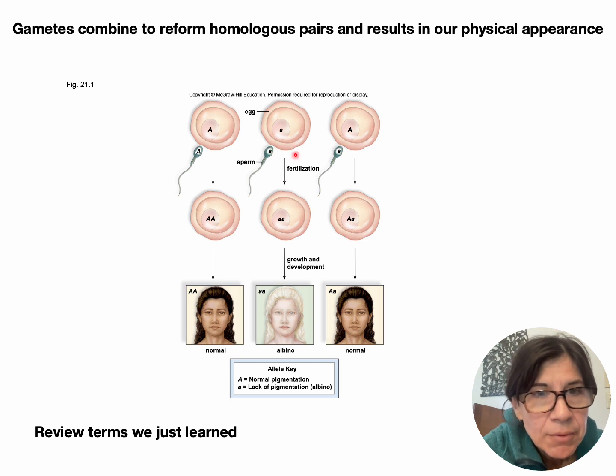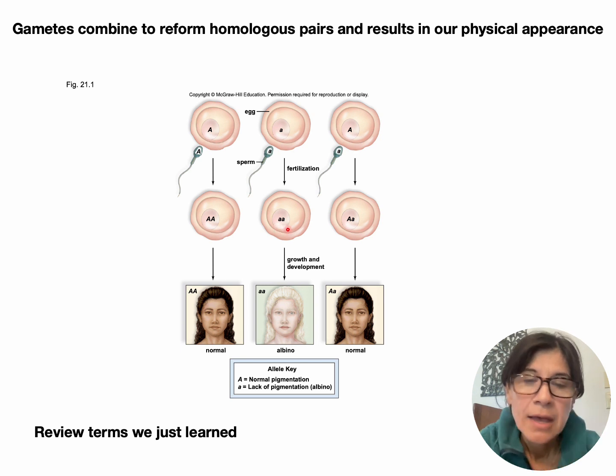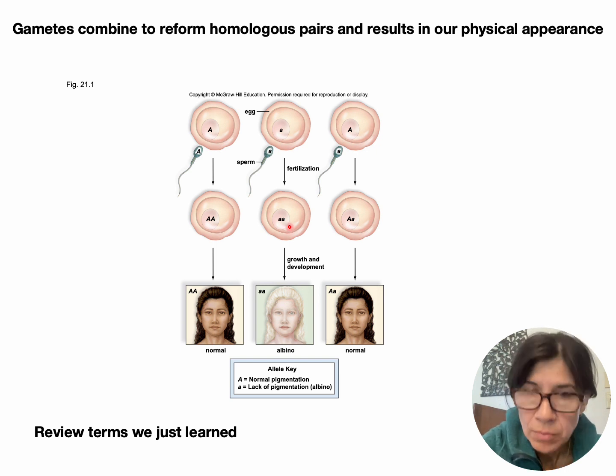In the middle example, both the egg and the sperm are carrying a recessive lack of pigmentation allele for the skin pigmentation. The zygote's genotype would be little a, and we could also describe this as a homozygous condition because they're both the same. That zygote would produce an individual in which all their cells have the recessive lack of pigmentation, both gene copies, so that individual's phenotype would be albino.